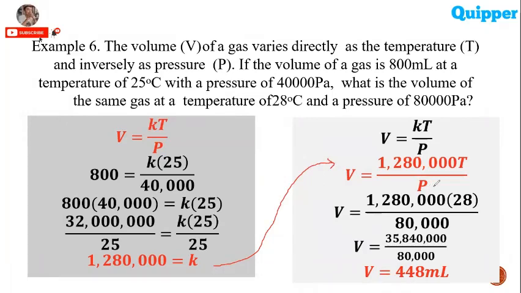You have now 1,280,000 times 28 divided by 80,000. The final answer, or the volume of the gas at temperature of 28 degrees Celsius and a pressure of 80,000 Pascal is 448 milliliters. Just divide these two. This is the final answer.